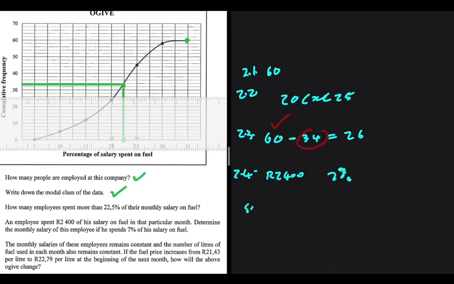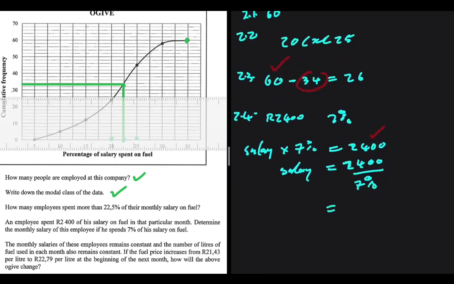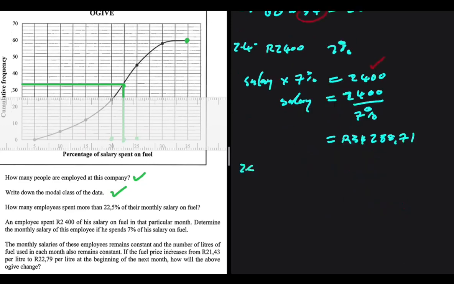We know fully well that if we say salary multiplied by 7%, it will give us 2,400. Right, 7% of this person's salary is spent on fuel, which is 2,400. So in order to find the salary, it's just a matter of dividing both sides by 7%. And if we do that, we're going to get 34,285.71.